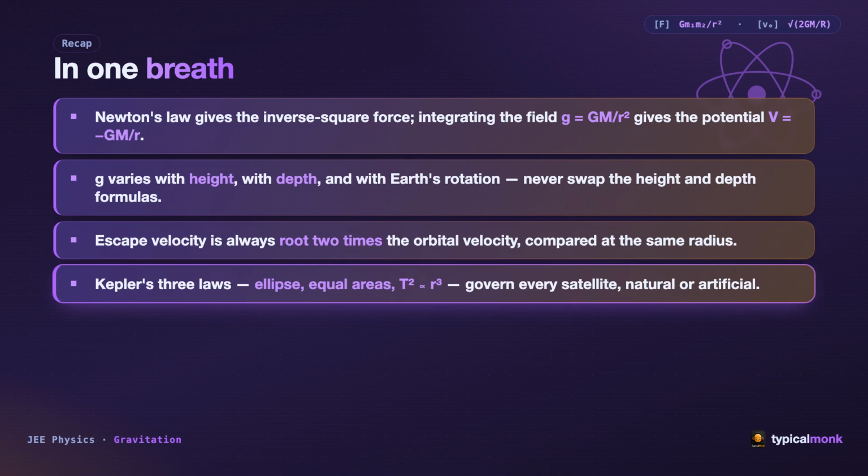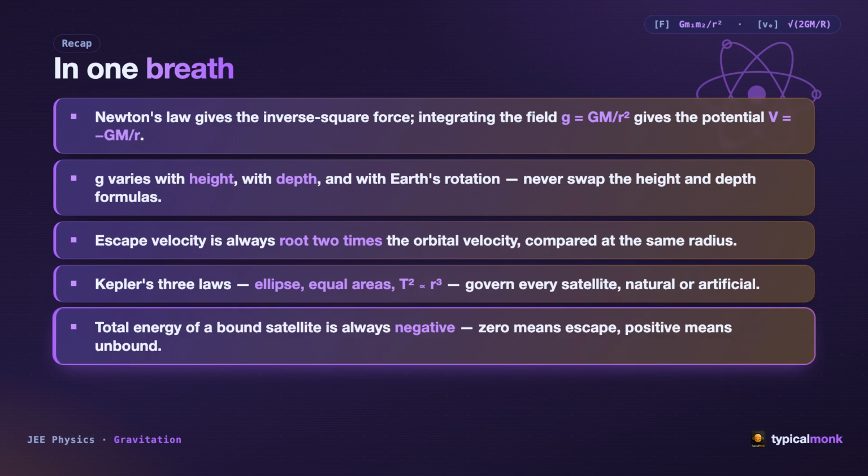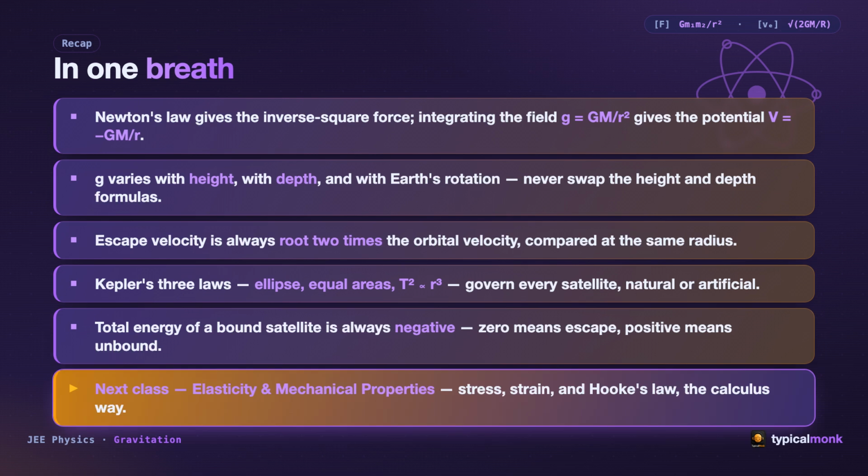An ellipse, equal areas in equal times, and T squared proportional to r cubed govern every satellite, whether it is a moon or a man-made machine. And the total energy of a bound satellite is always negative, zero at the edge of escape, positive once it is truly unbound. And next class, we turn from the pull of gravity to the push and stretch of solids themselves. Elasticity and mechanical properties, stress, strain, and Hooke's law, treated with the calculus of a stretching rod.